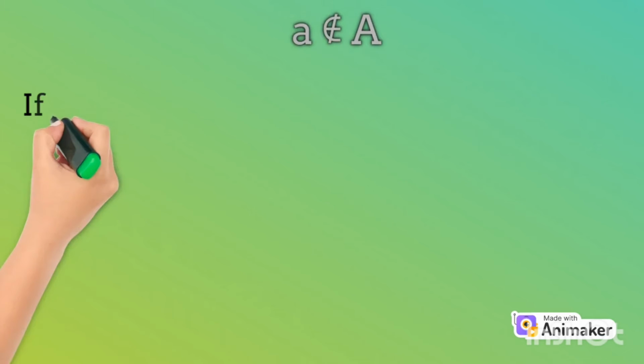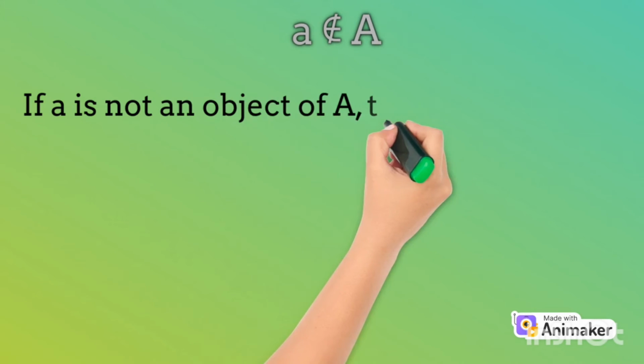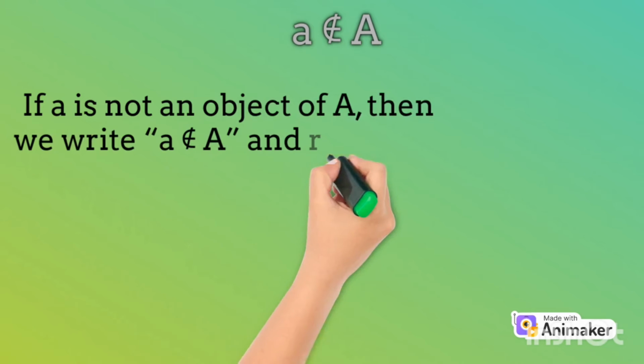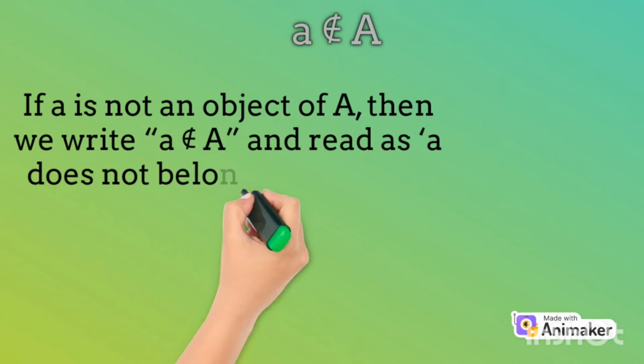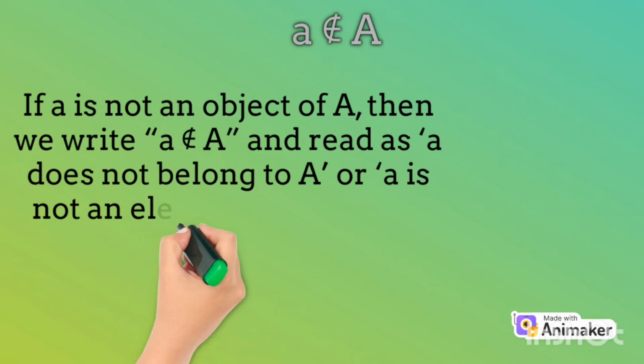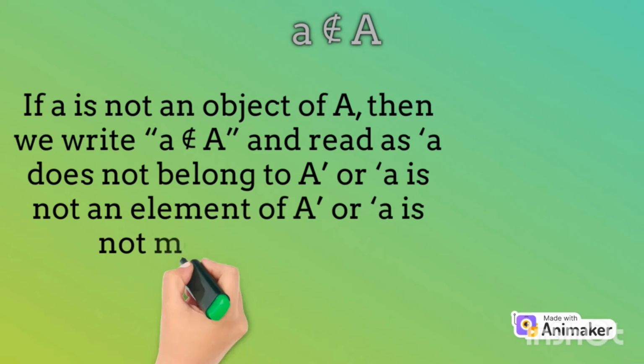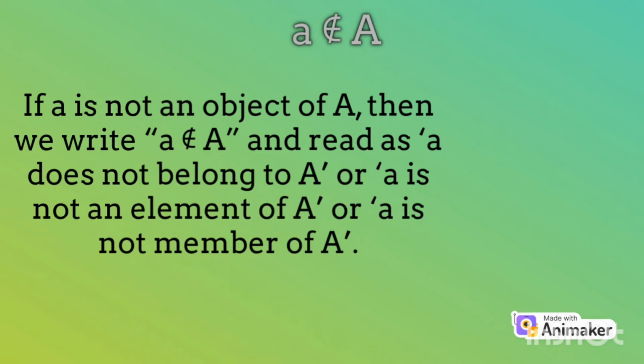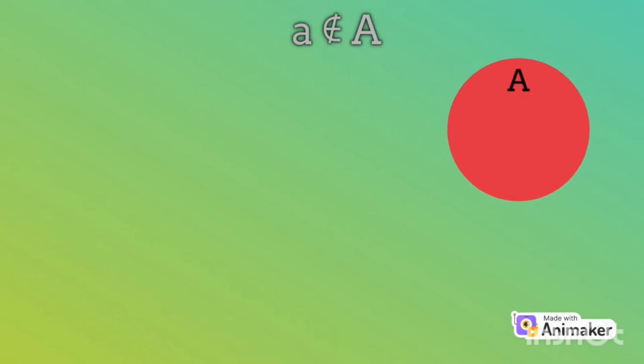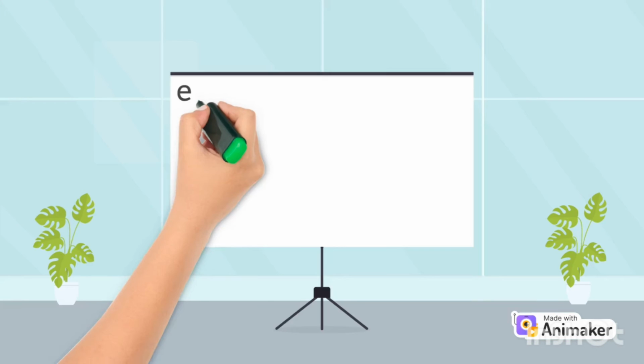Now, if we change this symbol a little, its meaning changes. If small a is not an object of capital A, then we write a ∉ A and read it as a does not belong to capital A, or a is not an element of capital A, or a is not a member of capital A. In the perimeter of this circle of capital A, the small a circle does not belong. Small a is outside of A. By this diagram, we are showing that a is not an element of capital A, small a is not a member of capital A, a does not belong to capital A.